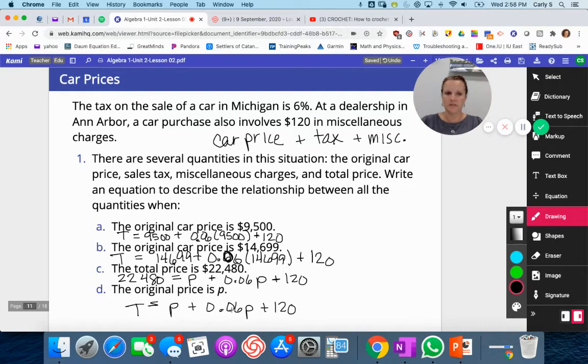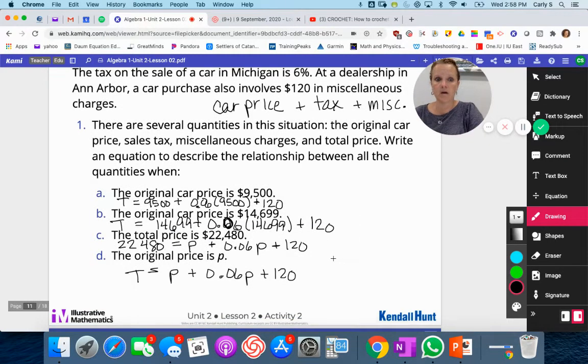Okay, I need to pause. I have to charge my little tablet thing or I'm going to run out of ink space. Just a second. All right, so we have all of those answered.